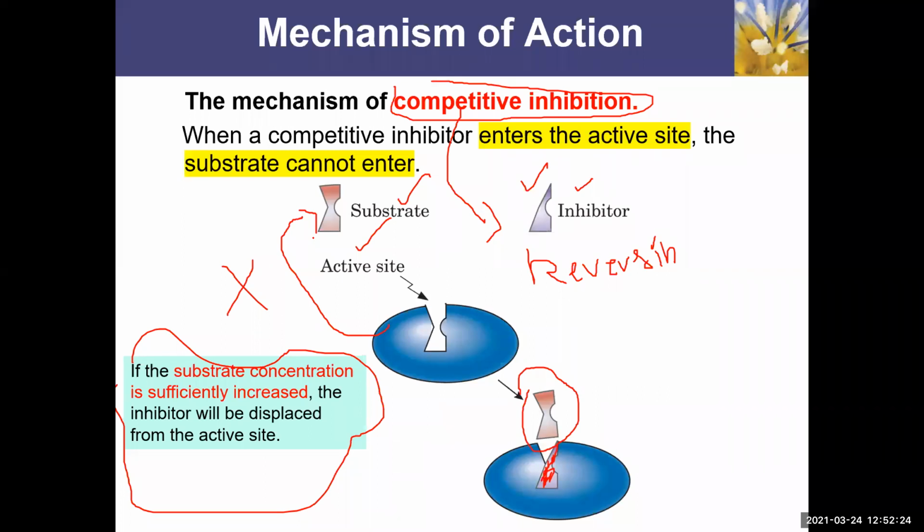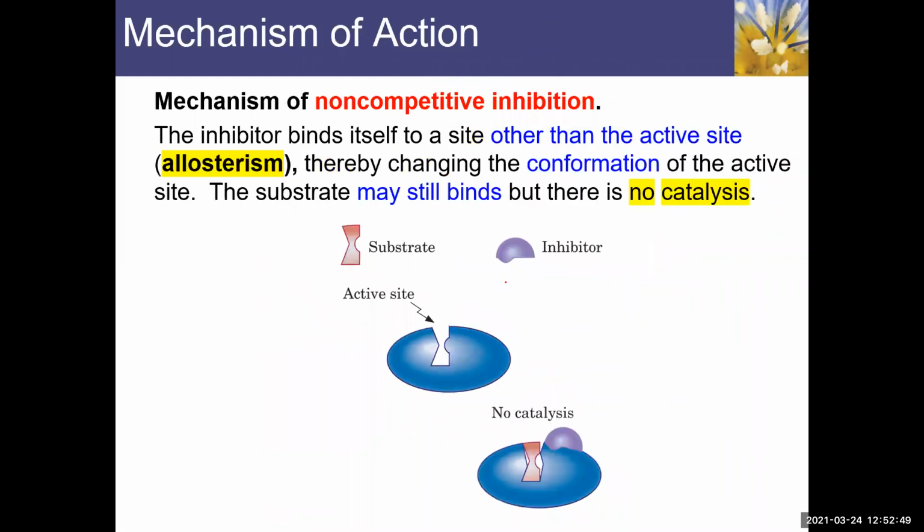Are we okay? Sometimes the question says that in competitive inhibition, we have substrate and inhibitor, and asks what the resemblance between the two is. You have to say that the inhibitor and substrate are structurally similar. That is why it entered the active site. The substrate and the inhibitor are structurally similar.